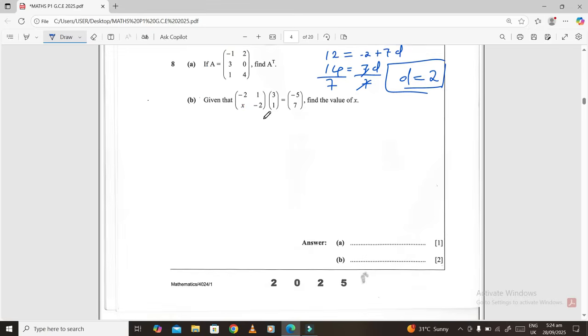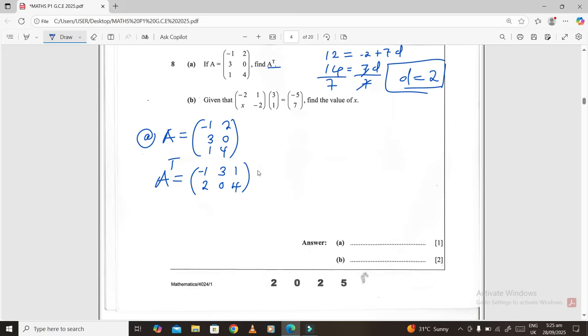We come to question 8. They've given us matrix A, which is negative 1, 2, 3, 0, 1, 4, like that. And they want us to find A transpose. So for A transpose, it will just be negative 1, 3, 1, 2, 0, 4, like this. I don't know why they always ask this question, because this is a framework to say. So don't forget to write your matrix here, the transposed one.